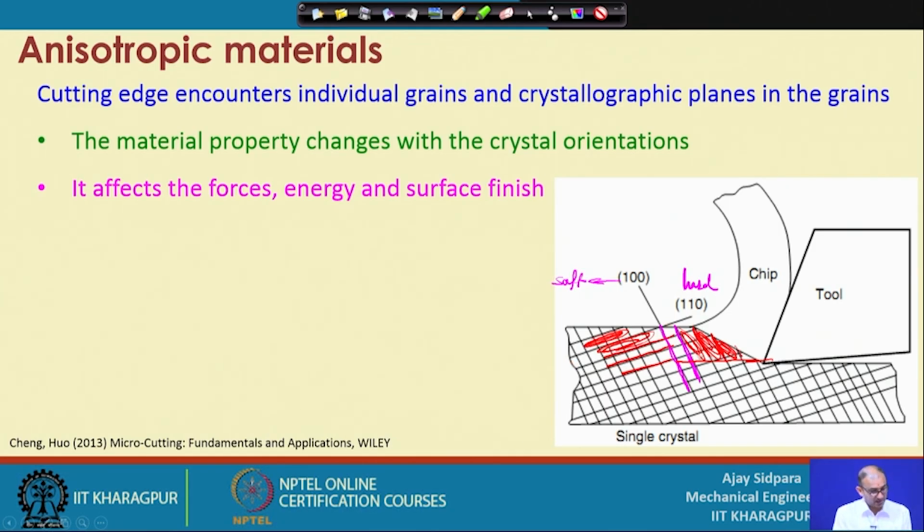So, your material removal is different in different plane directions, and that again affects the forces, energy, and the surface finish, because your tool is at one particular depth. The depth will not change during the machining operation. So, what is coming across it plays an important role.